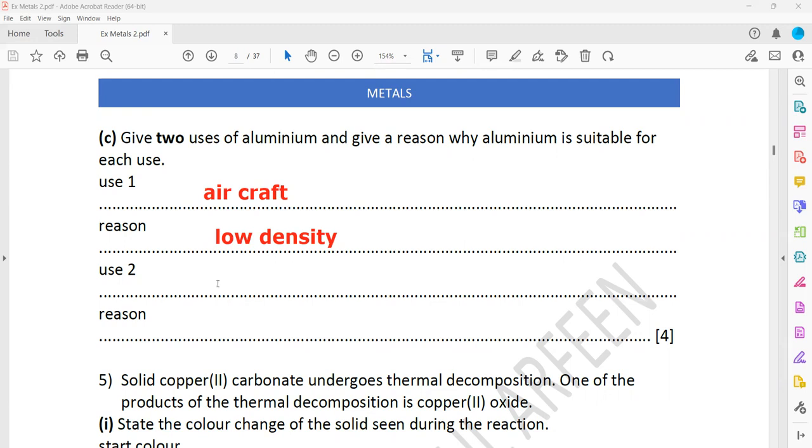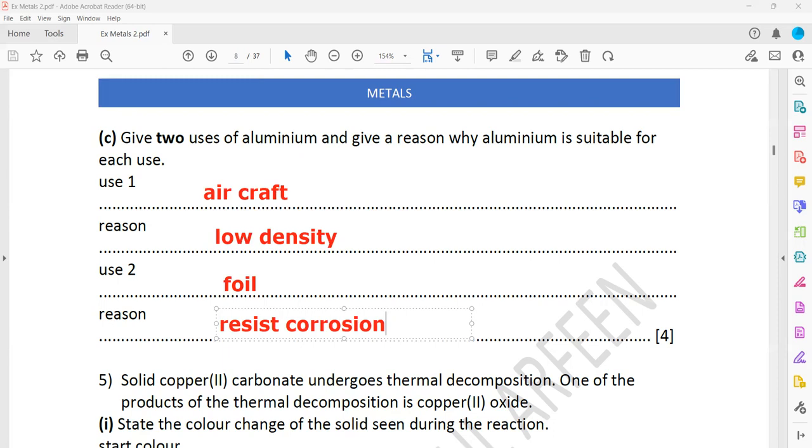So if you mention a foil, aluminium foils are used. Why is food covered with aluminium foil? Because it does not rust, or it resists corrosion, due to the oxide layer.